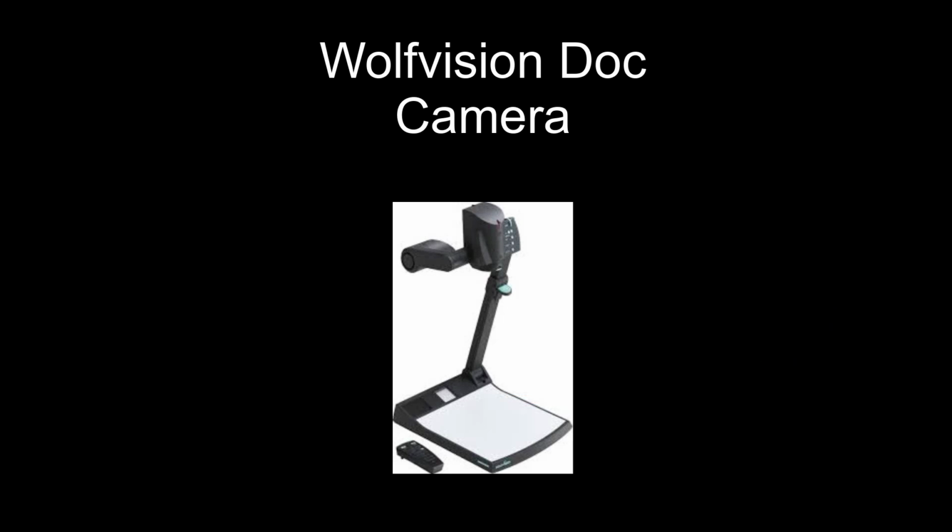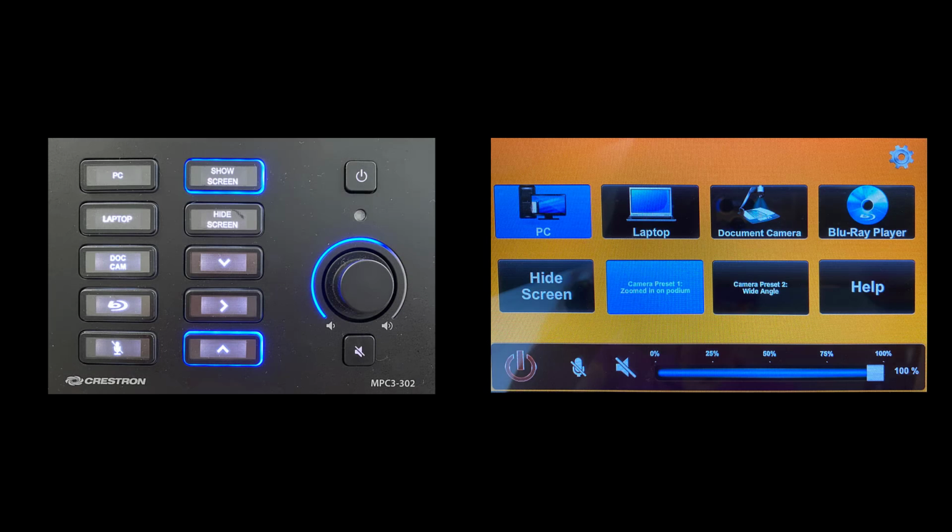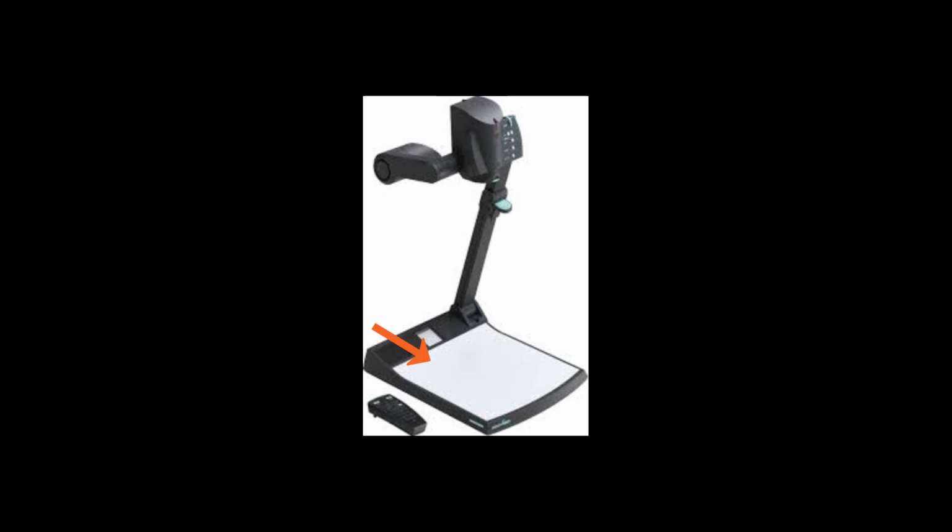To use the Wolfvision dock camera in a classroom, power on the document camera, push the dock cam button on the control panel, and then place the document on the document camera. This will display the document on the projector screen.